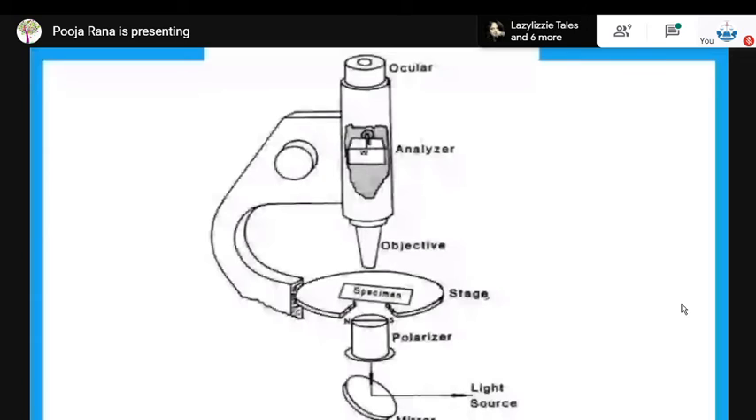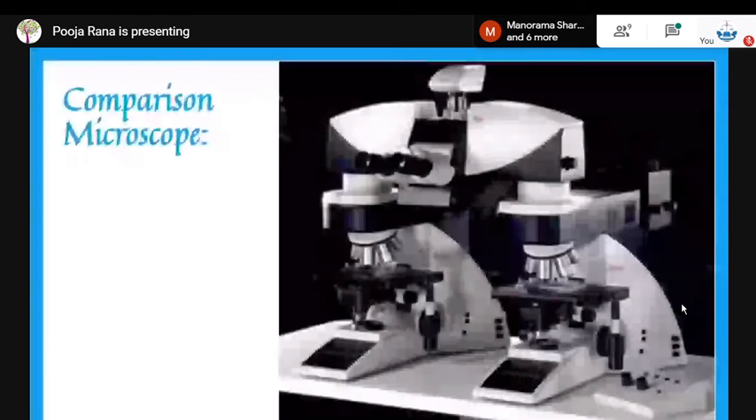Fine. Now, next we move on to the comparison microscope. This is simply when two simple stereo microscopes are put together and their results are analyzed side by side. So that becomes the comparison microscope. From the name itself, it is quite clear.